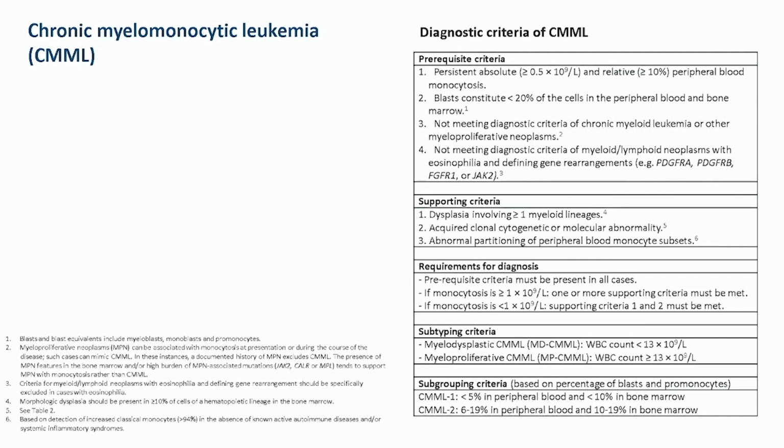And in that case, we need at least 2 supporting criteria to call the patient CMML. So if the patient presents with sustained monocytosis of more than 0.5 absolute count, then we need proof of a clonal cytogenetic and molecular abnormality and the dysplastic changes in the bone marrow. Still, we have the subgroup criteria for MDS-CMML and MPN-CMML, and they removed the CMML-0 from before, which was peripheral blood less than 2% blast and less than 5% in the bone marrow. Now we have only CMML-1 and CMML-2 with the same blast percentages as the previous edition.